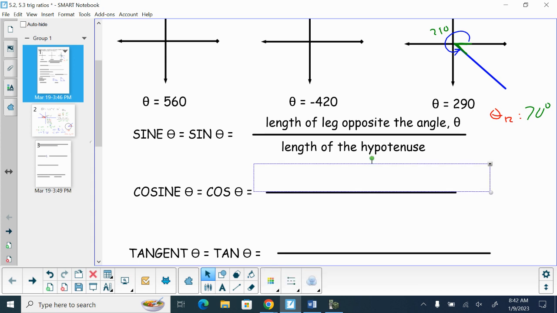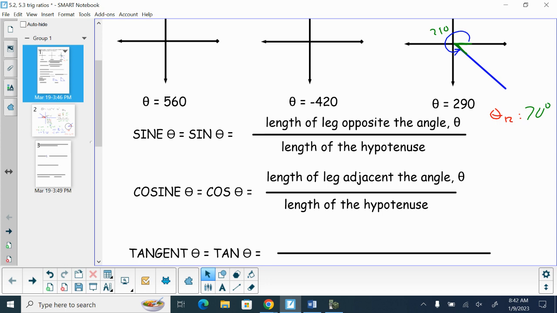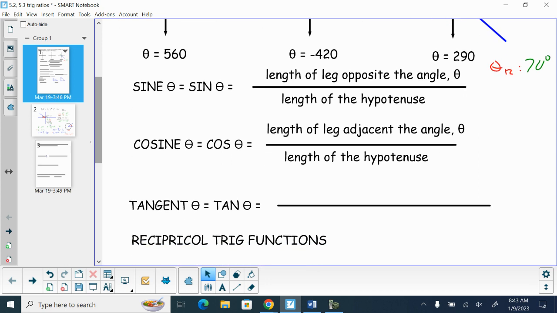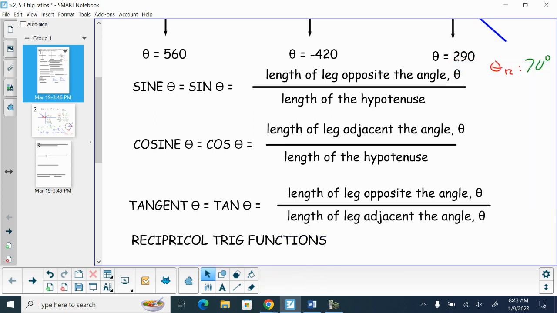When you have the cosine of an angle, it is the length of the leg adjacent to the angle over the length of the hypotenuse. And then our tangent is the length of the leg opposite the angle theta over the length of the leg adjacent to the angle.